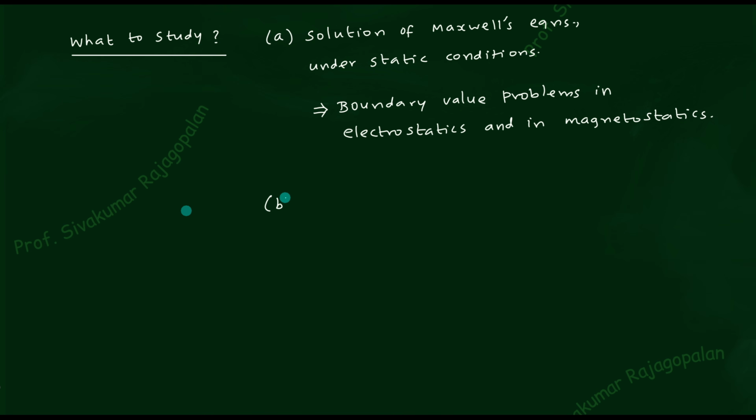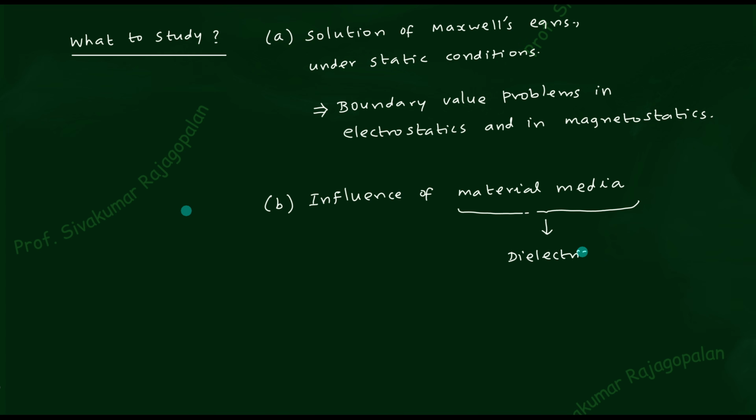So once this idea is clear, the next step will be that we are interested in studying the influence of the material medium. What do you mean by material medium? Material means any material. Any material is called material media. By that we can understand something like a dielectric, that means an electrical insulator, that is one possibility. Second, you can consider conductors, and you can also consider magnetic materials. So these are the possibilities. I'll write down magnetic materials. So you have three options: dielectrics, or a conductor, or a magnetic material.